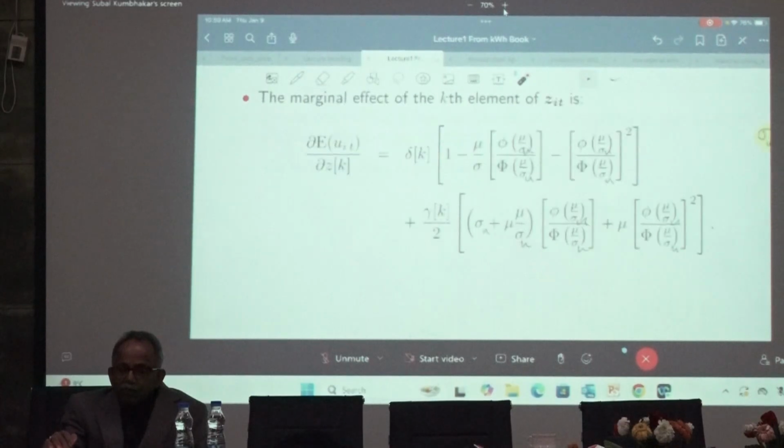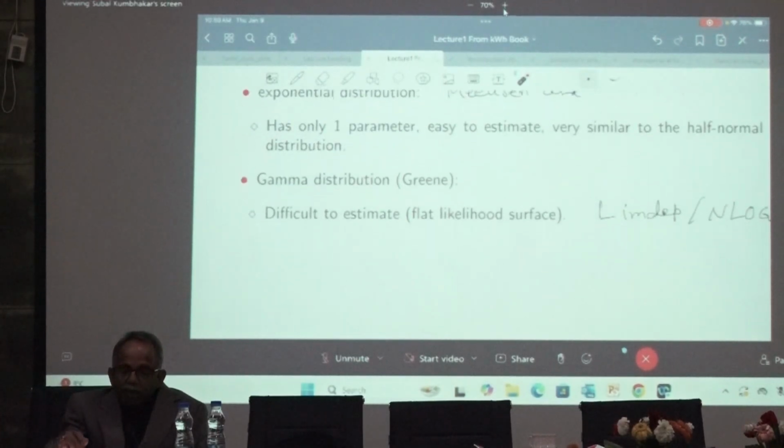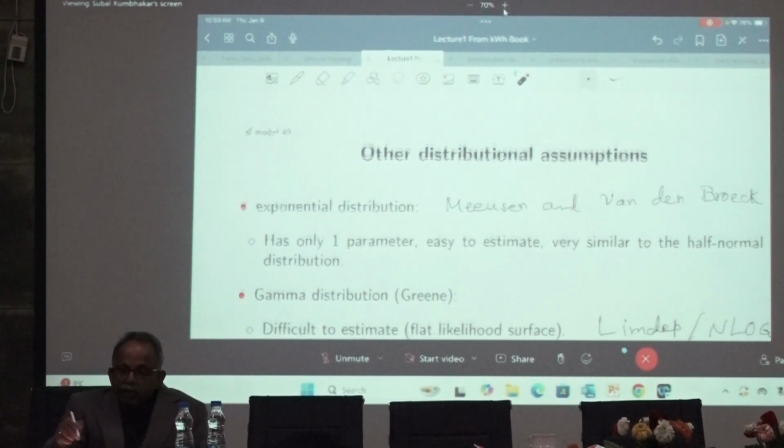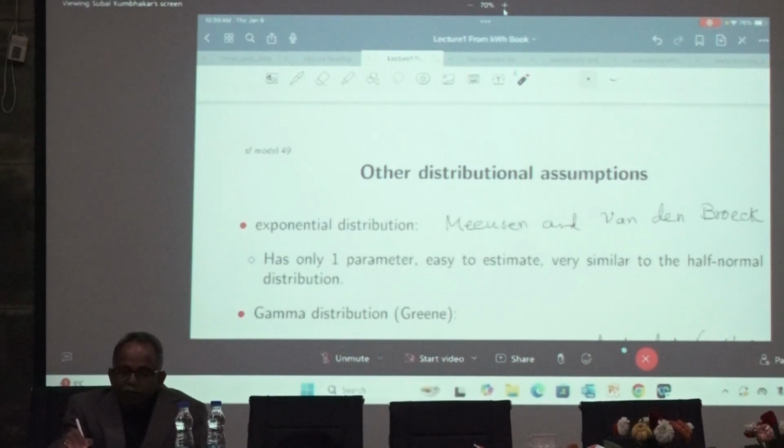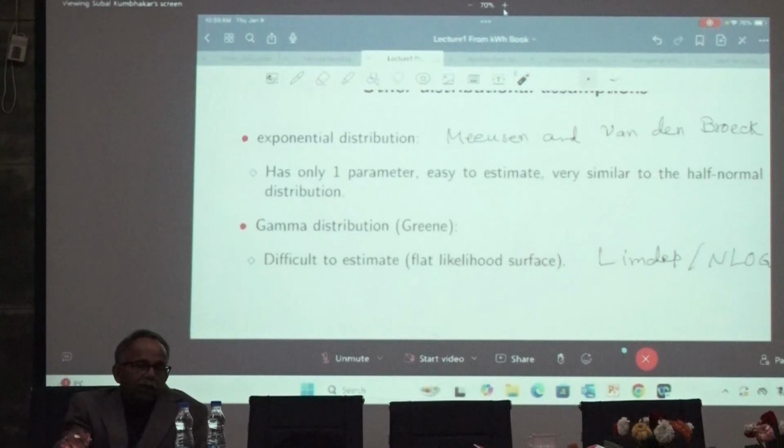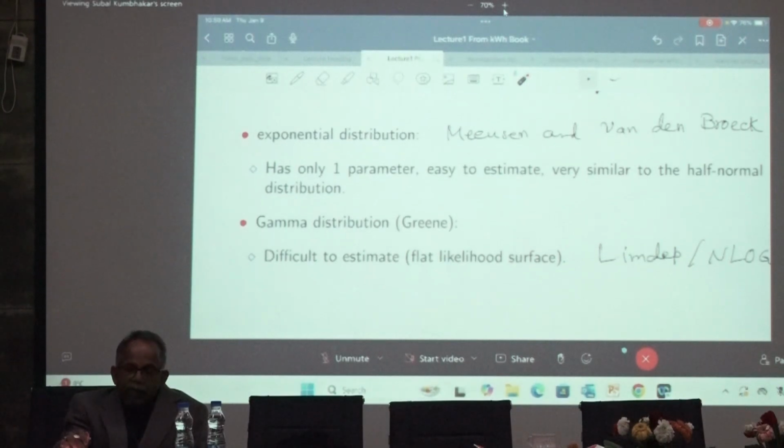So coming to this gamma distribution, it is something that Bill Greene uses. Probably you know the name. He has a textbook which is very popular, and he's also the author of a program called LIMDEP. But again, LIMDEP is not as popular as other software like R or Stata.